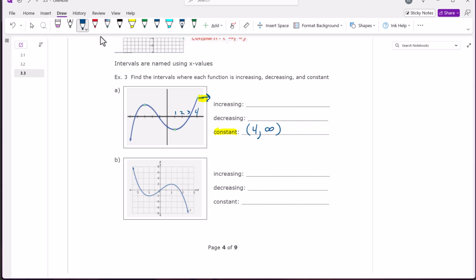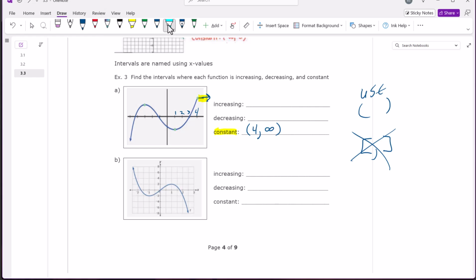And the thing is, always use parentheses. Do not use brackets. It's kind of hard to explain to a pre-calculus student why that is, but those endpoints are kind of neutral. They're not considered to be increasing, decreasing, or constant. So develop the habit always of using just open intervals on these.